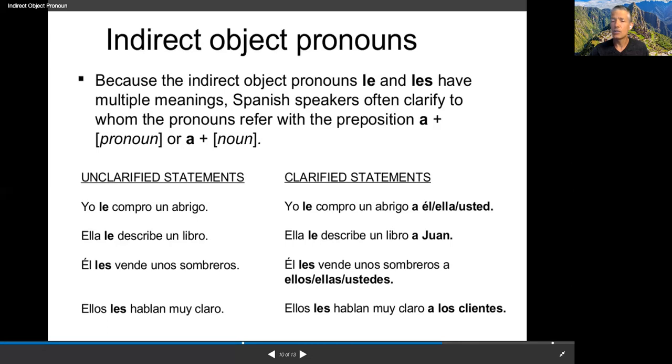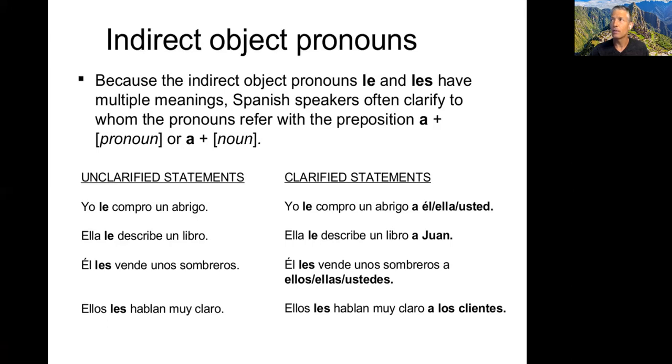Okay, so that concludes this lesson on indirect object pronouns. Let's do some practice.